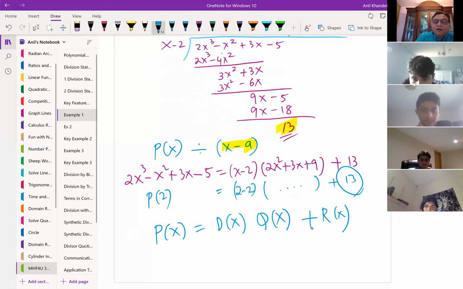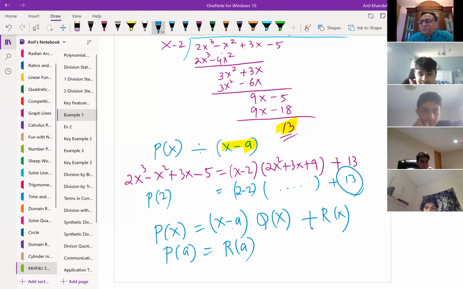Now, if, let us say, the divisor is x minus a, right? It could be any linear divisor x minus a. That means what is p of a equal to? x minus a will be 0, right? a minus a is 0. So p of a is the remainder. Is this clear to you? Correct? Perfect. This is called the remainder theorem. This is the remainder theorem.